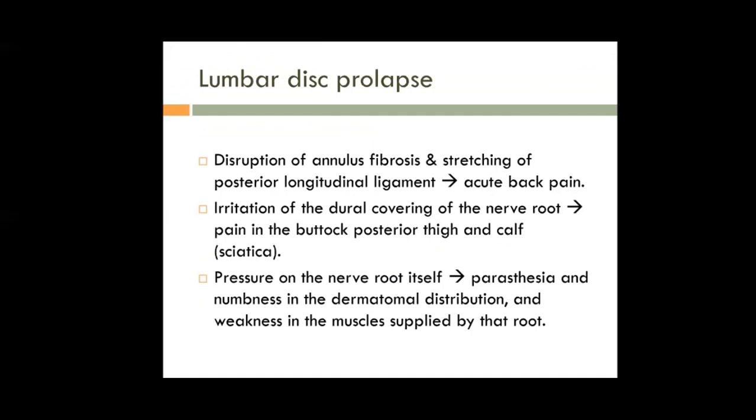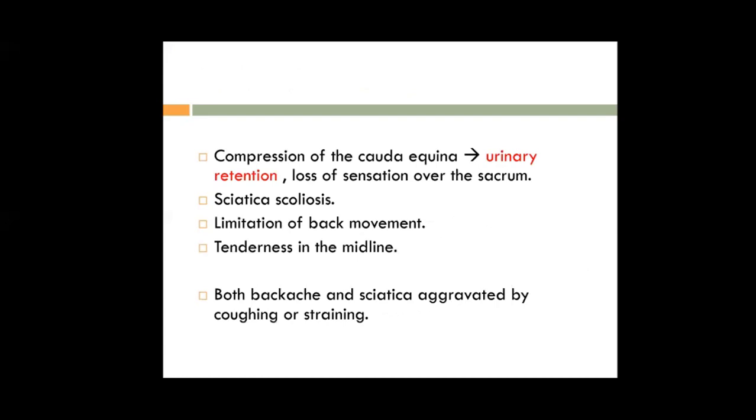Okay? Fine. Lumbar disc prolapse, we just summarize this: disruption of the annulus, stretching of the PLL, will cause acute back pain. This is the constellation of the symptoms. Tear in the annulus or stretching of the PLL will cause the pain. Irritation of the nerve root will cause sciatica in the lower lumbar spine, or radiculopathic pain, which is called brachialgia in the cervical spine. The pressure on the nerve root itself will cause paresthesia and numbness in dermatomal distribution and weakness in the muscles supplied by that nerve root.